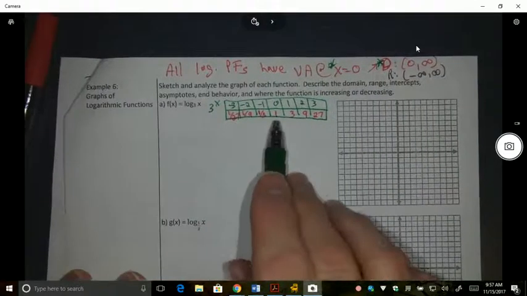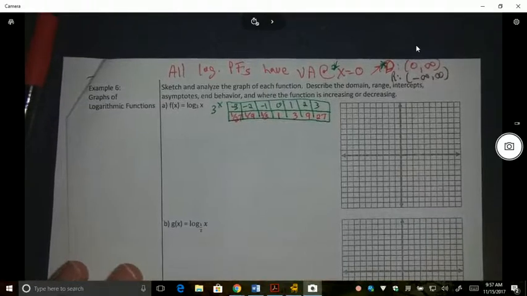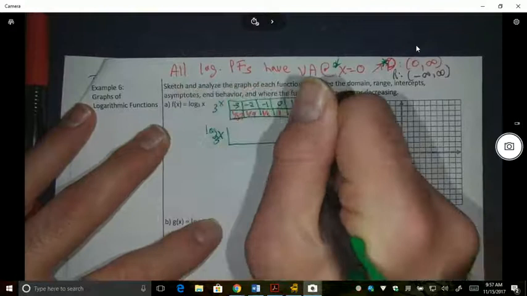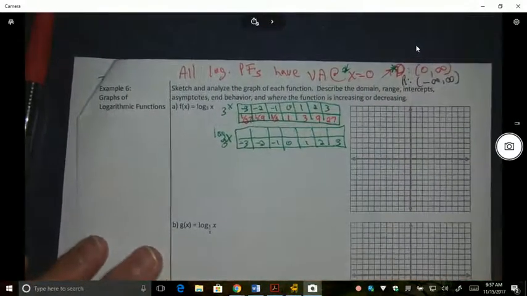How does this help me graph the logarithmic function? Does anyone remember what I'm going to do? Switch x and y. So the same applies to the table. Log base 3 of x is going to have a table that looks similar, but it won't be exactly the same because the x and y will have switched places. So what was my x is now my y. And what was my y is now my x.